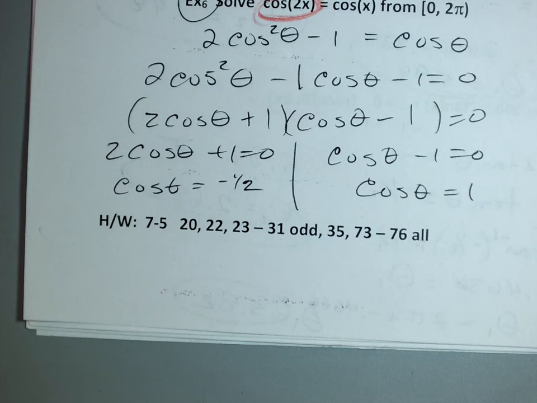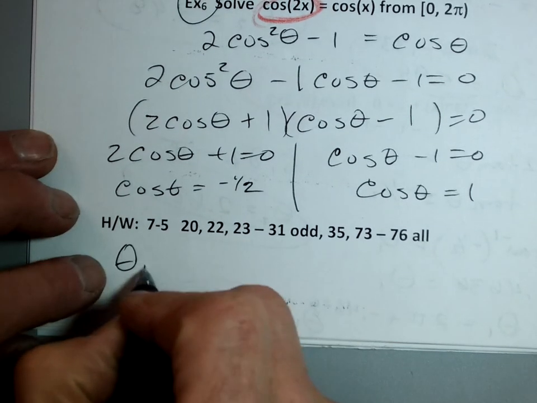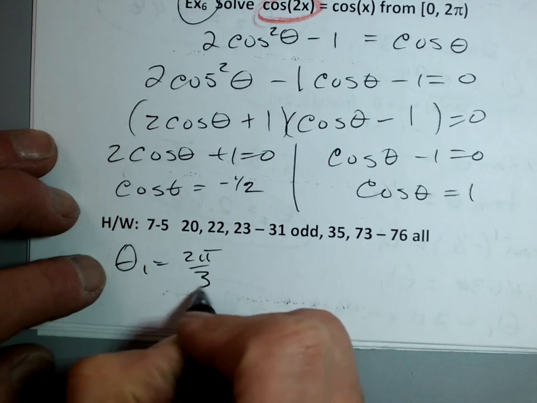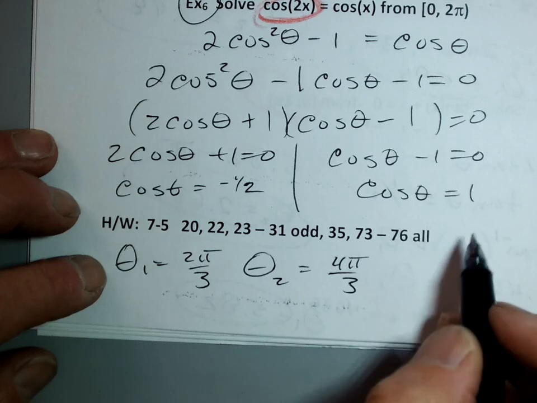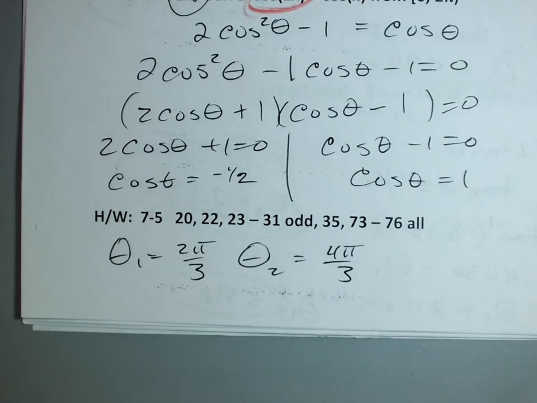Now, if it's on the unit circle, those are the answers we want to take. And they are on the unit circle. Negative 1/2 for cosine is the x value. Negative 1/2 at 2 pi thirds, yep, and 4 pi thirds. Perfect. You guys see it? Okay. So theta 1 is 2 pi thirds. Theta 2 is 4 pi thirds. Where's cosine equal to 1? 2 pi. Yes.